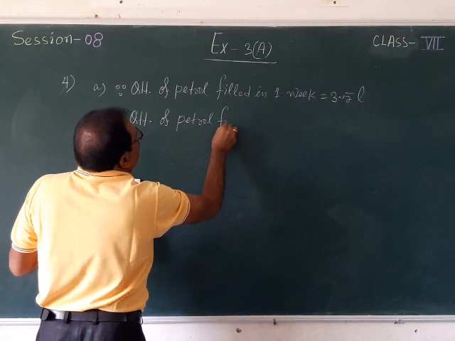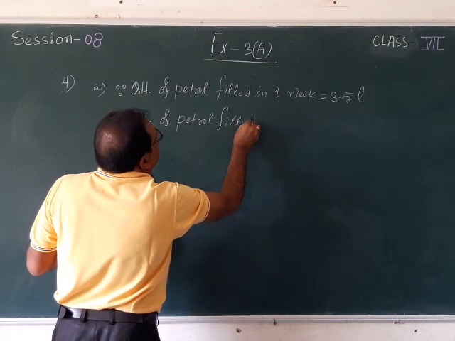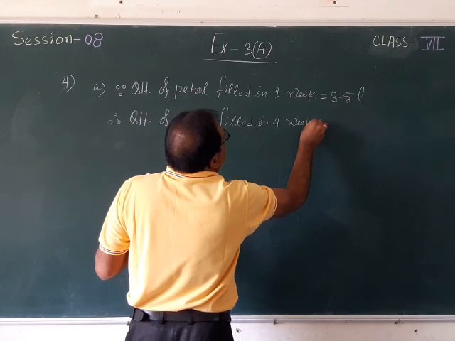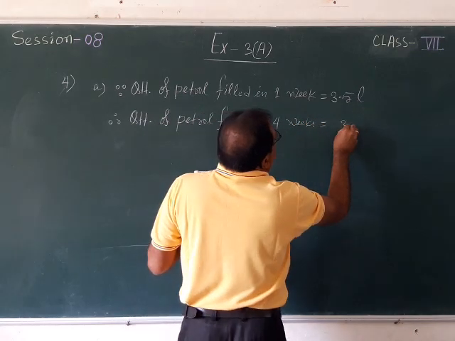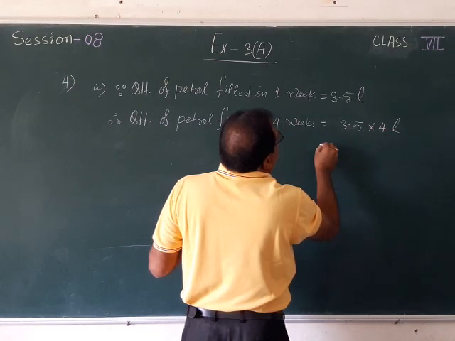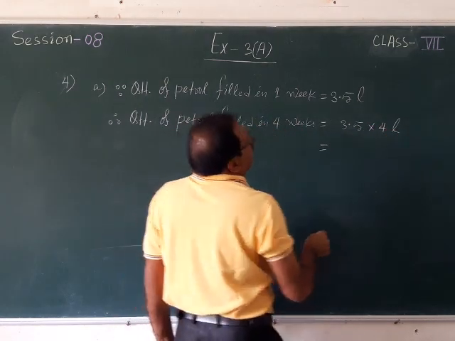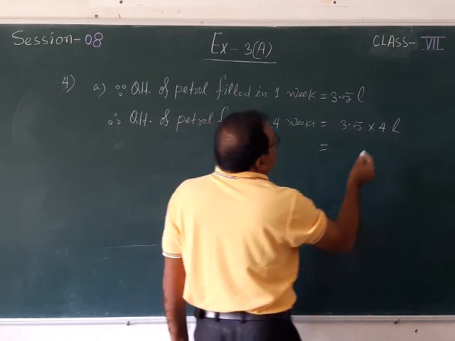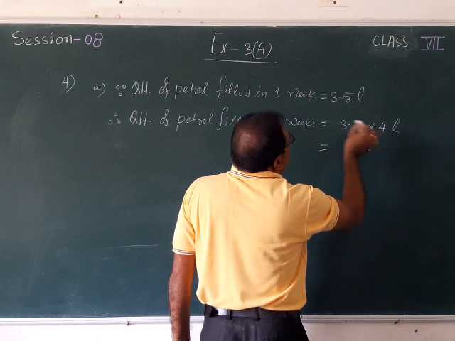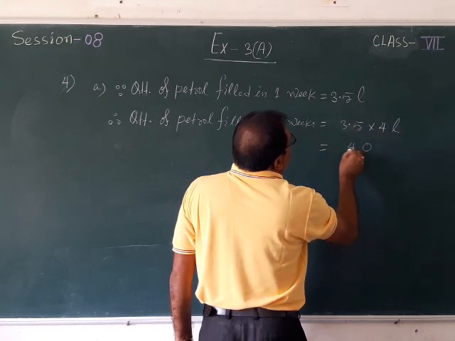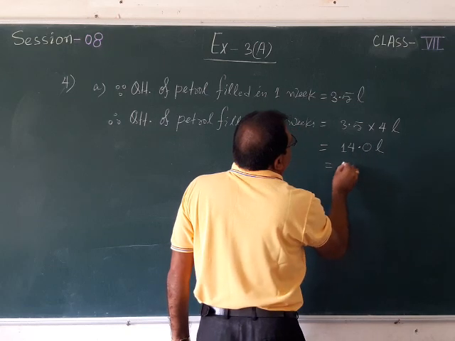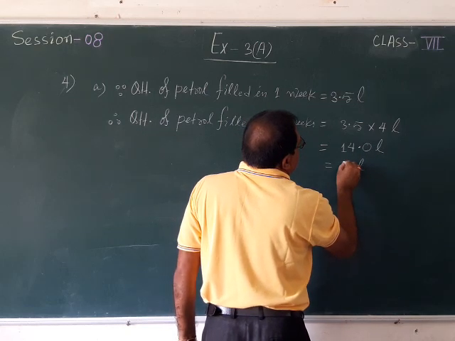filled in 4 weeks. That should be 3.5 into 4 liters. Just multiply in the rough side. So you will go to the rough side and multiply it. 4 5s are 20, 0 carry 2, and 4 3s are 12, and 2 is 14, 4 carry 1. Then after 1 digit the decimal will be shifted. So your answer is 14 liter itself.